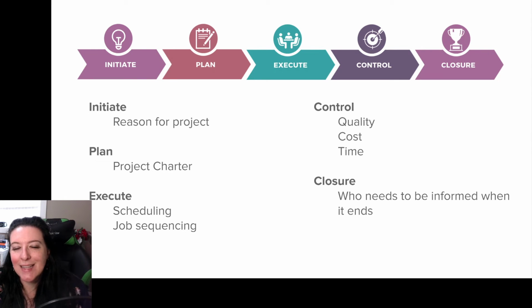So we can go back to the Gantt chart, for example, and compare what we planned to how much time things are actually taking and where we are in the process. The last step is closure. So who needs to be informed when the project ends?